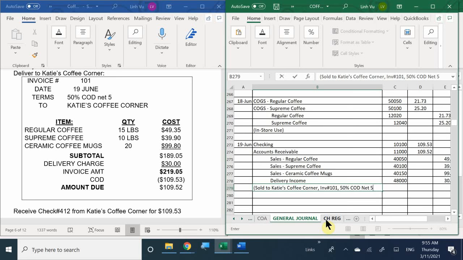And what else? Check number. Yes, good. We just proved that we received a check from her. Check number 412. Good. Now we've completed our general journal here. So what should we do next? Record it to the general ledger.